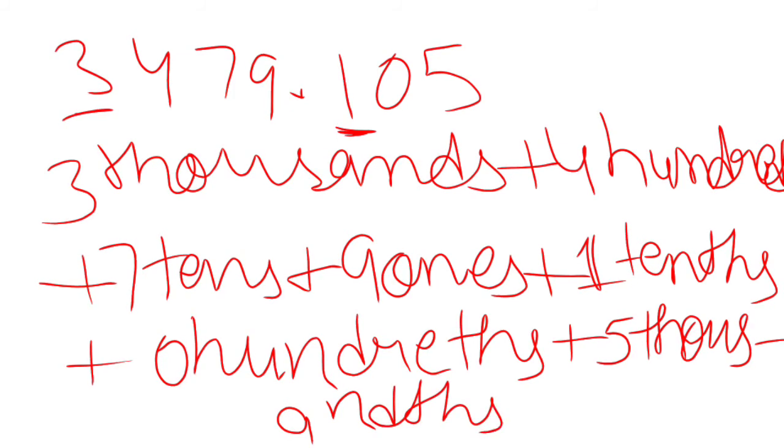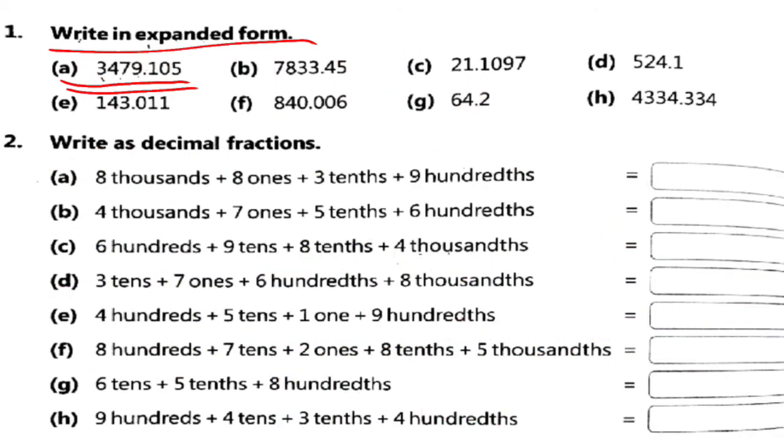Thousandths. Okay, like this we can expand the numbers. Now all remaining questions you will solve yourself. Okay, now next question, write in decimal fraction. You have to write these numbers already given in the expanded form, and simply you have to write them in the decimal fraction. So how will you write?